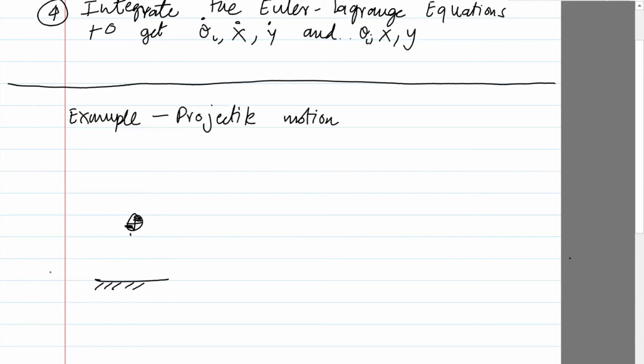So let's assume the coordinate frame is x, y, and then it's projected with a velocity v. So v x0 is the speed in the x direction, v y0 is speed in the y direction. The projectile mass is m, and there is gravity.